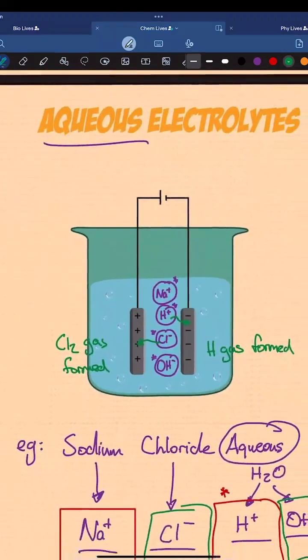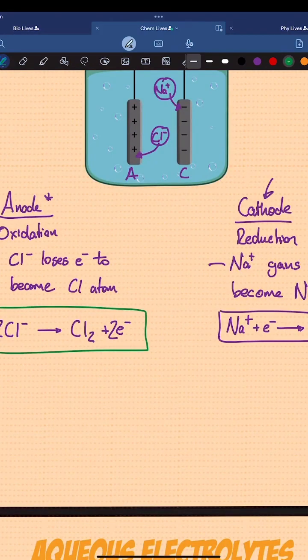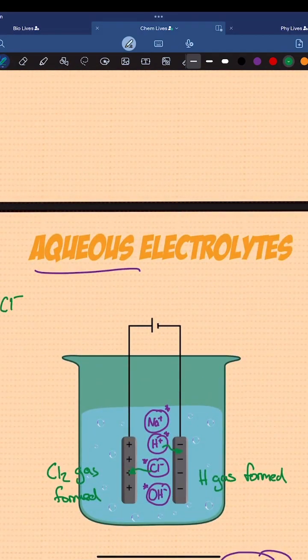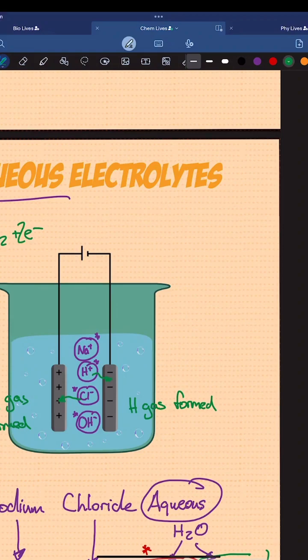So to write the half equations, the one at the anode is exactly the same because it's still chlorine. Remember, even in molten, it was still chlorine. It's 2Cl minus goes to Cl2 plus 2e minus. If you compare the positive ones, here we had sodium going, but here because we have hydrogen and hydrogen is less reactive than sodium, the hydrogen goes. So hydrogen ions turn into hydrogen atoms. And how does it turn? It gains 2 electrons. The reason it's 2 is because hydrogen is also diatomic. So you've got H2 here, and then we need to balance the equation. So we put 2H plus here and 2e minus here. So that gives us our 2 equations.